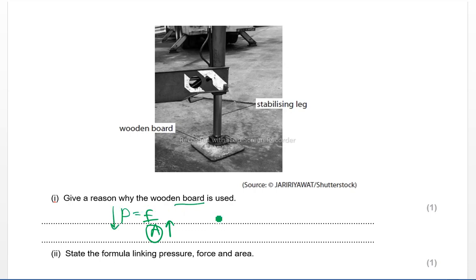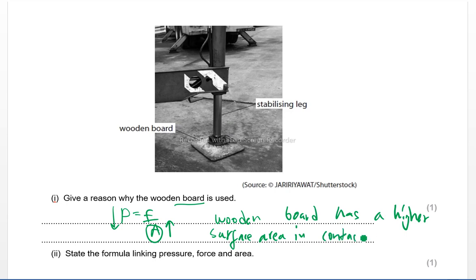Wooden board has a higher surface area in contact, so decreases the pressure. So the stabilizing leg will not sink in the ground. Okay, right. So write that.